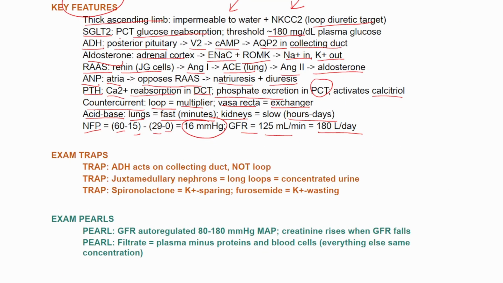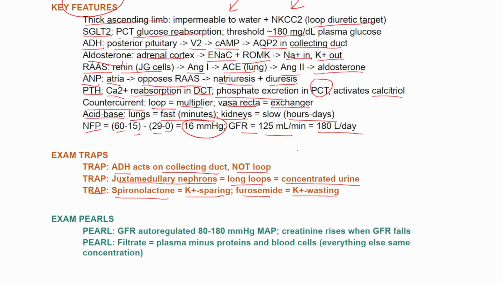This rapid-fire foundation brings us straight into 3 high-yield exam traps to avoid on test day. First, always remember that ADH acts specifically on the collecting duct, not on the loop of Henle. Second, keep in mind that it is specifically juxtamedullary nephrons with their long loops that are responsible for creating highly concentrated urine. Third, do not confuse your diuretic classes. Remember that spironolactone is potassium sparing, whereas furosemide is strictly potassium wasting.